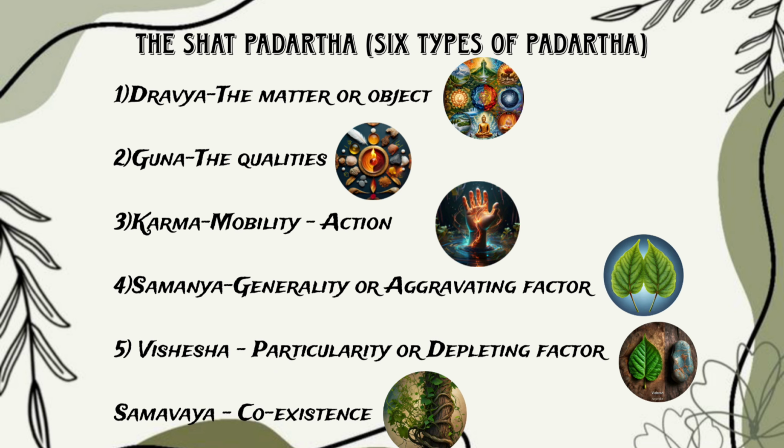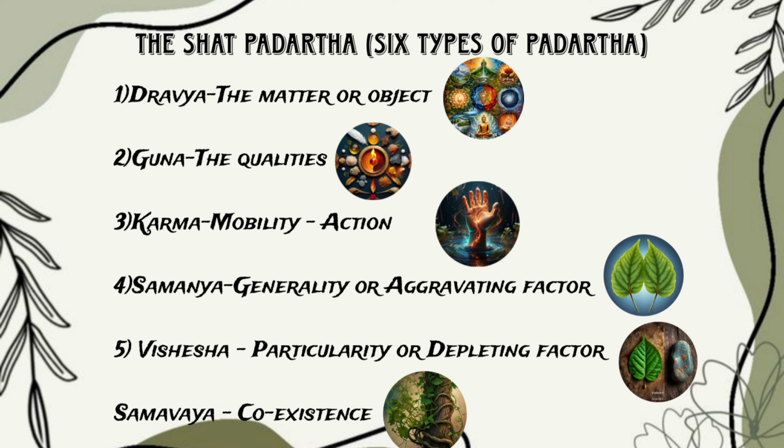Moving on to the six types of Padartha, that is Shat Padartha. First is Dravya, that is substance, the base for all actions and qualities. Second, Guna, that is quality, the attributes that define Dravya. Third, Karma, that is action or the movement and functions performed by Dravya.